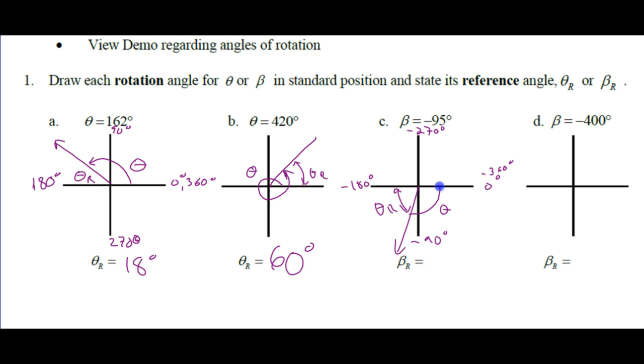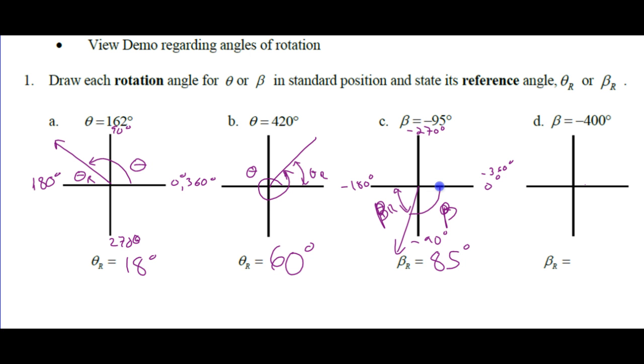So how big is this? That's 5 degrees, right? So 95 is 90, 95. There's 90 degrees in a quadrant, so you got to go 85 more degrees, right? It's beta. Apparently, beta's saved for the negative angles here.